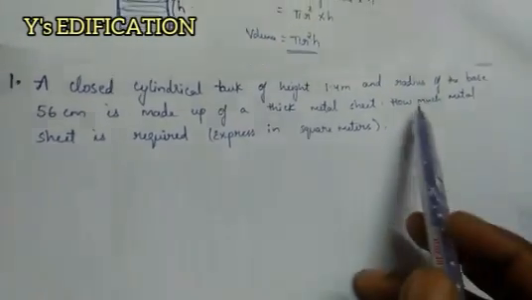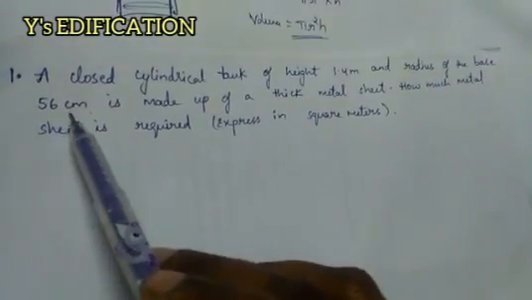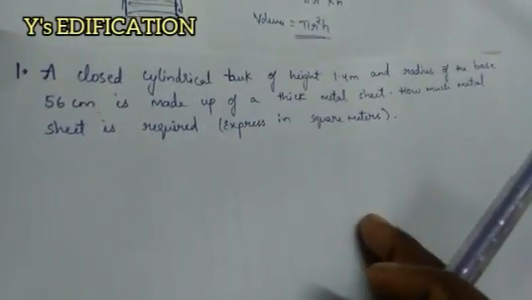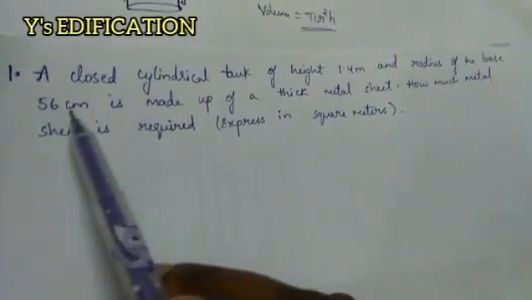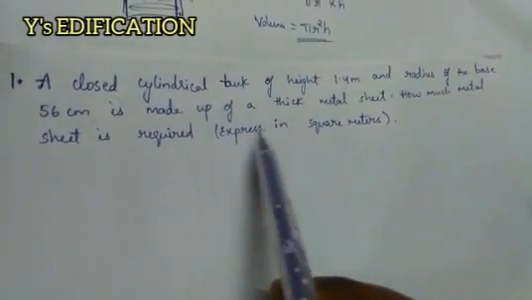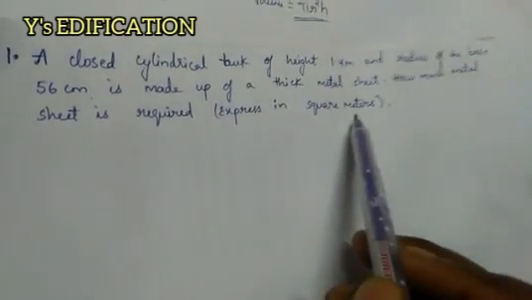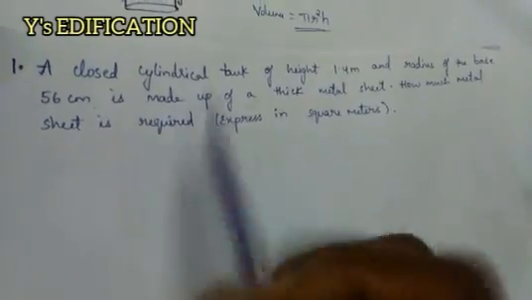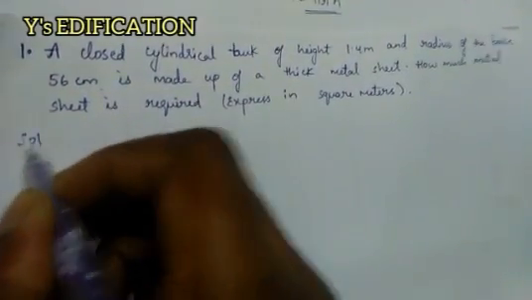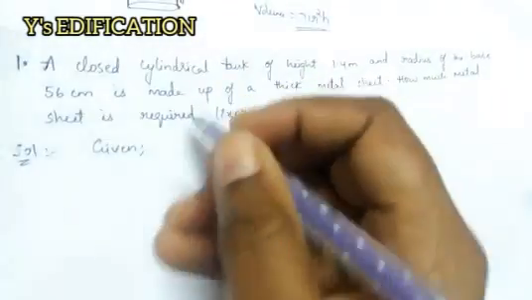We have to convert these meters into centimeters or these centimeters into meters. We have to do the problem in only one unit. So we'll convert these 56 centimeters to meters. Why? Because they asked us to give the answer in square meters. So first what we have to do? We have to write the given data.